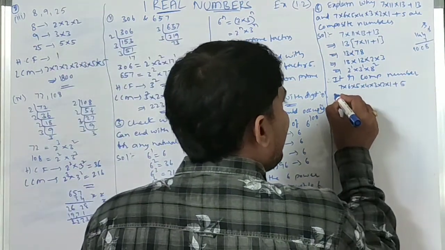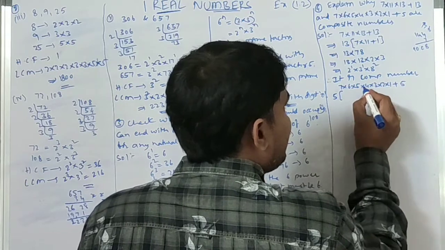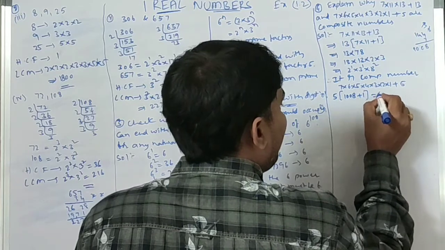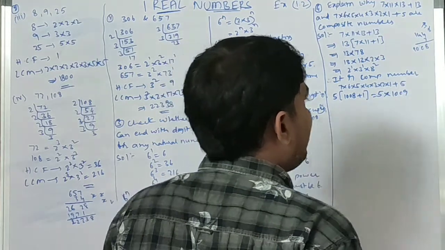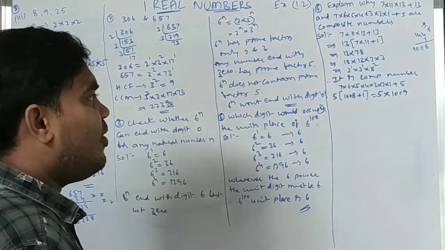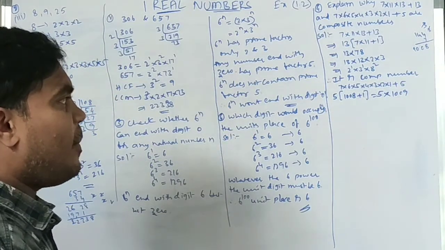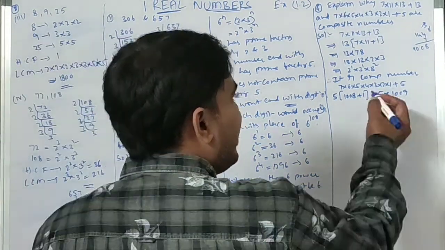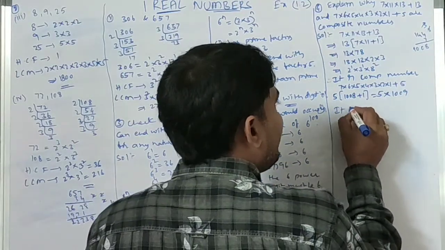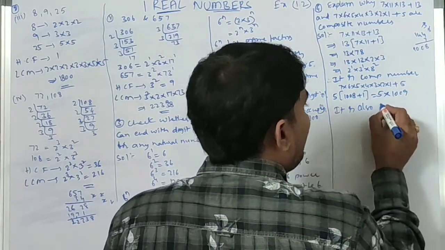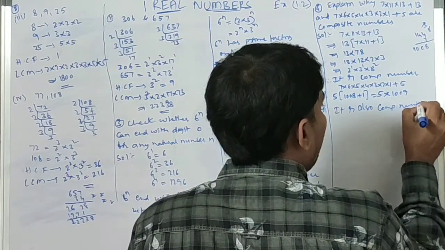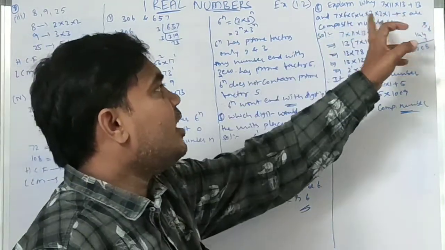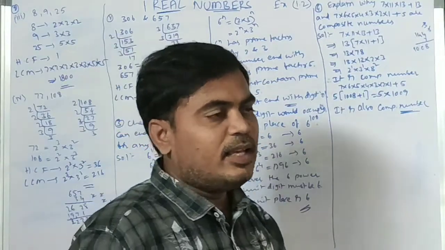If we take 5 common, we get 1008 plus 1, equal to 5 into 1009. For 1009, I want the prime factorization. 1009 is a prime number. So we can write it as a product of prime numbers, so this is also a composite number. If we take common, we get some result. It is a composite number.